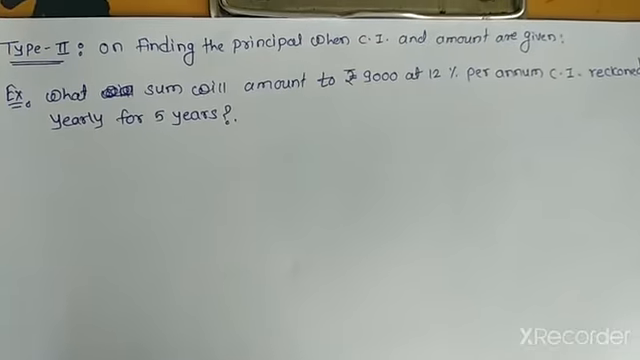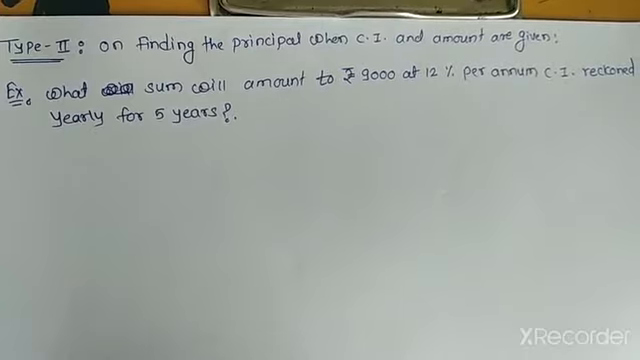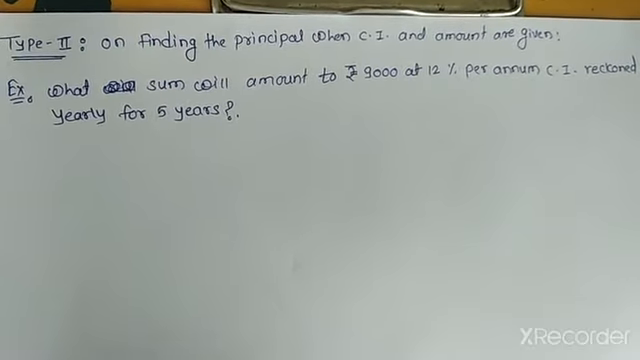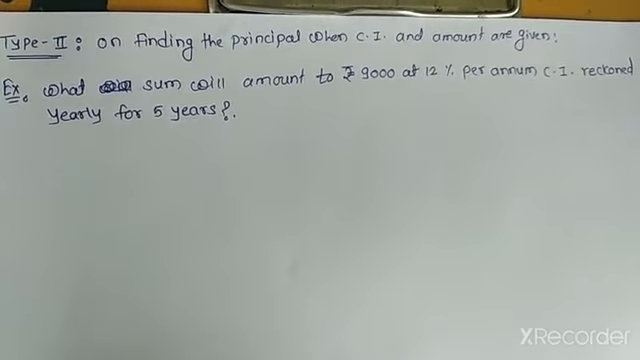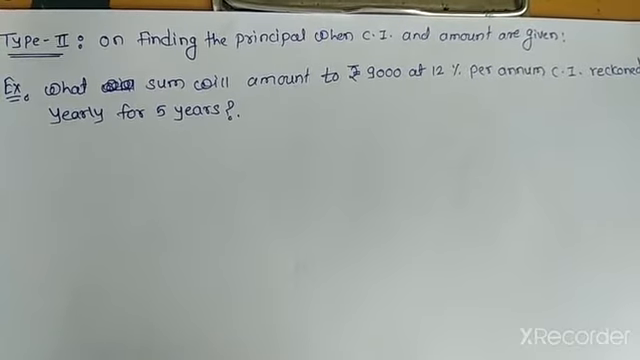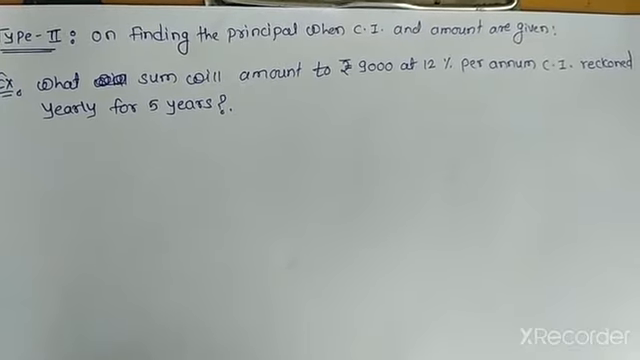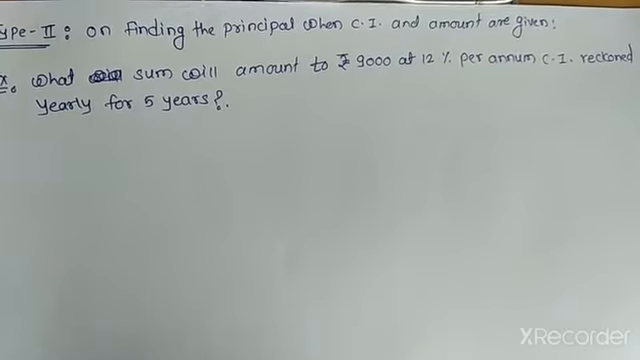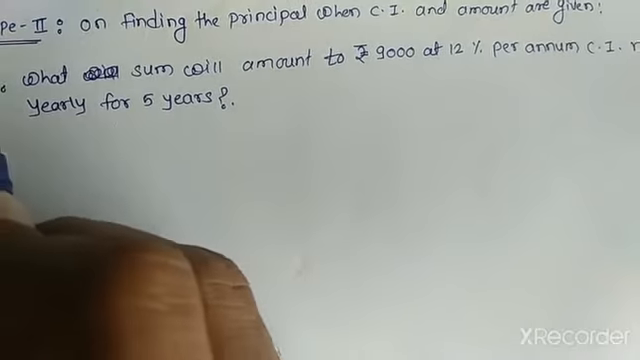Hi everybody, in today's lecture we are going to study the second type of examples related to compound interest, in which we have to find principal when compound interest and amount are given. In that, the first example is: what sum will amount to rupees 9,000 at 12% per annum compound interest reckoned yearly for 5 years?